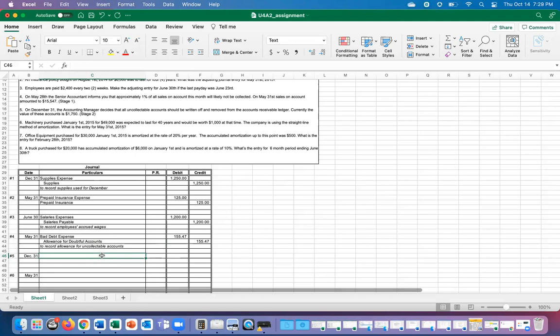The second style is number 5, transaction number 5. So let's go ahead and take a look at that. On December 31st, the account manager decides that all uncollectible accounts should be written off and removed from the accounts receivable ledger. Currently, the value of these accounts is $1,750.